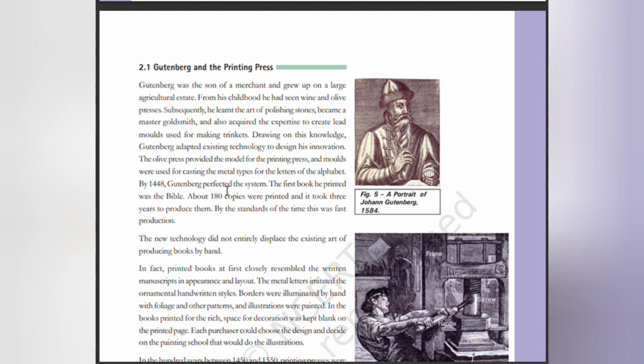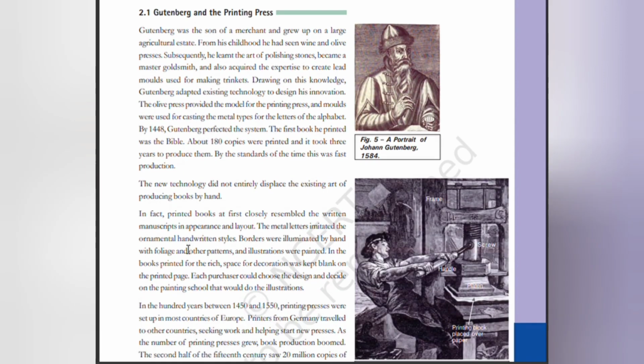By 1448, Gutenberg perfected the system. The first book he printed was the Bible. About 180 copies were printed, and it took 3 years to produce them. By the standards of the time, this was fast production. The new technology did not entirely displace the existing art of producing books by hand. In fact, printed books at first closely resembled the written manuscripts in appearance and layout.